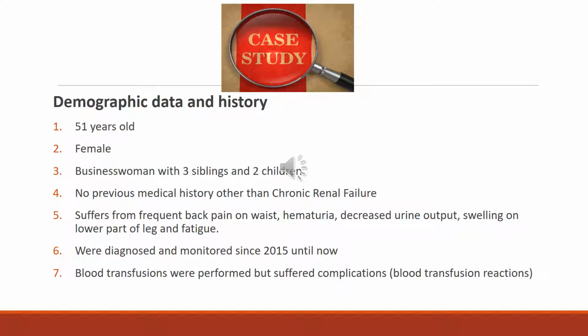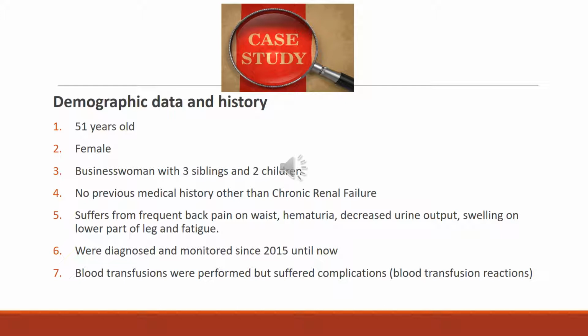Her first episode encounter of renal failure was when she did her first time renal checkup after suffering from frequent back pain, hematuria, decreased urine output, swelling on the lower part of the leg, and fatigue. The medical checkups were done over the past 24 months at the same hospital and she was referred to a nephrologist specialist to perform hemodialysis. Hemodialysis was performed on the patient to lower the fatality risk due to chronic renal failure.